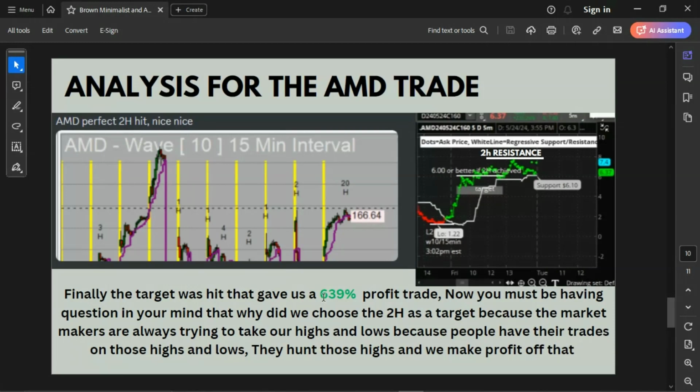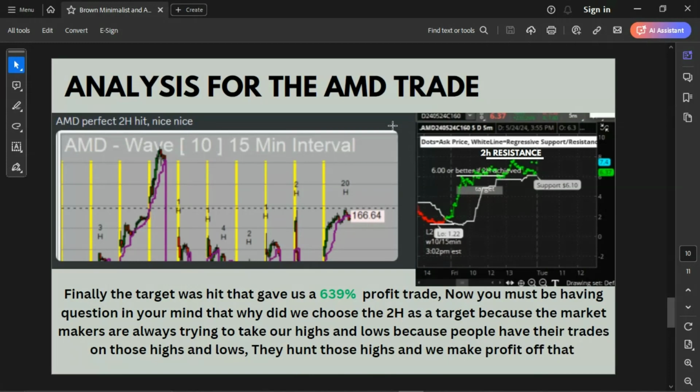We just need to go with the flow and do what the market makers are doing. We just need to go with their direction, whatever direction they are choosing, because they want to take out these highs, because people's trades are actually residing there. So they just want to take their stops and actually make money. And of course, we will also make money off that if we just go with their direction.